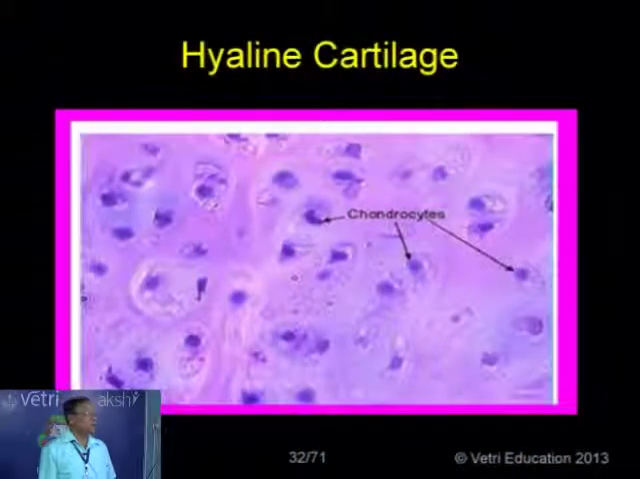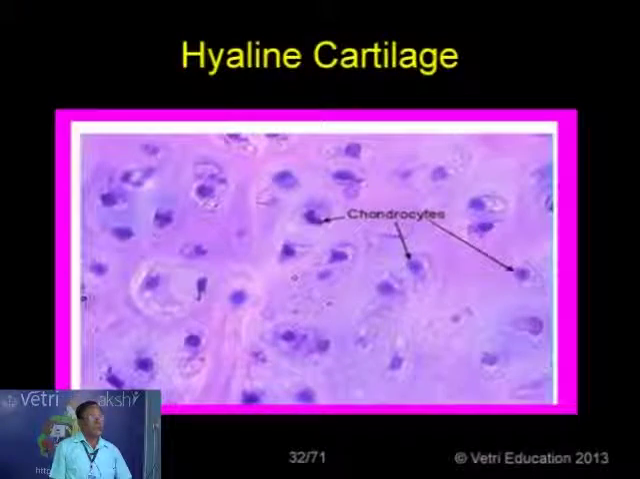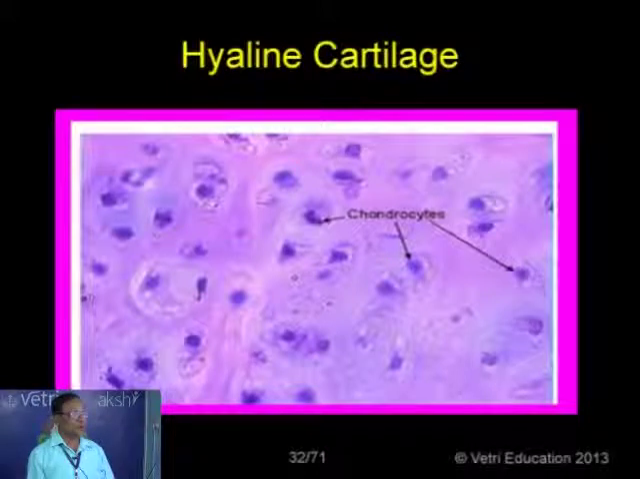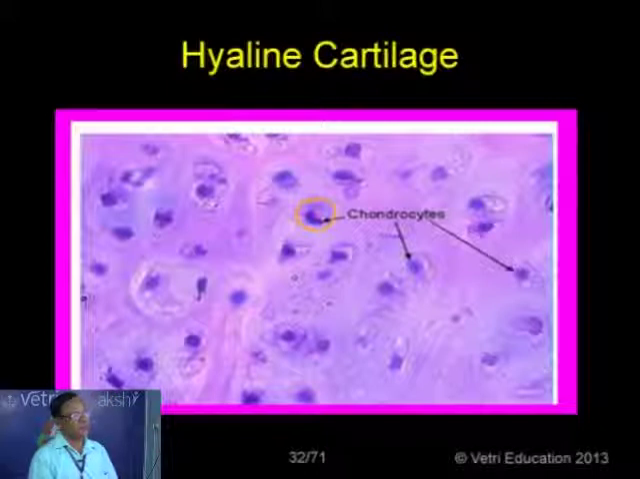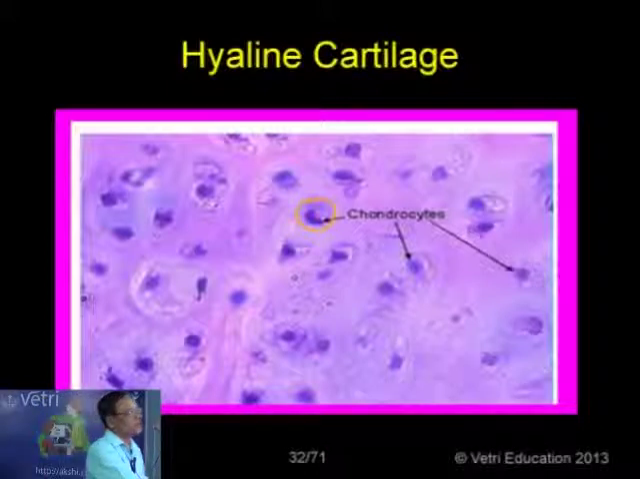Now this is a diagram. This is the original diagram, actually a photo that is taken of the cross section of the hyaline cartilage. You can see the chondrocytes. Now it is a bluish white cartilage. The cells are placed inside the cavities. Now this is a cavity, you can see in this one.